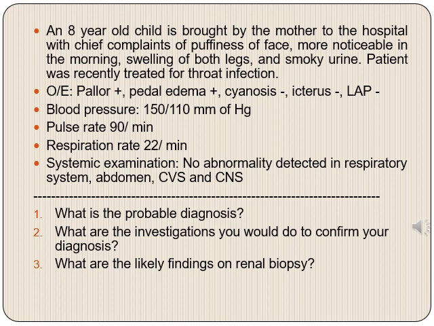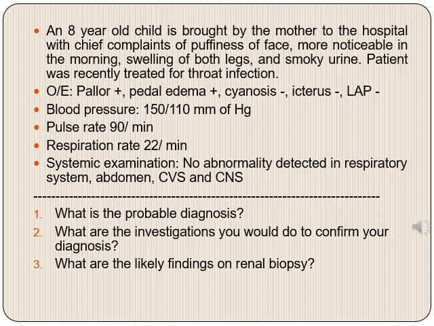So based on these clinical findings and this history, what is your possible diagnosis? What are the investigations that you would like to do to confirm your diagnosis? And if at all you order a renal biopsy, then what are the likely findings on renal biopsy, on light microscopy, on immunofluorescence and electron microscopy? The answers to all these questions I would want you to submit along with the other exercises that I will post after the end of this lecture.